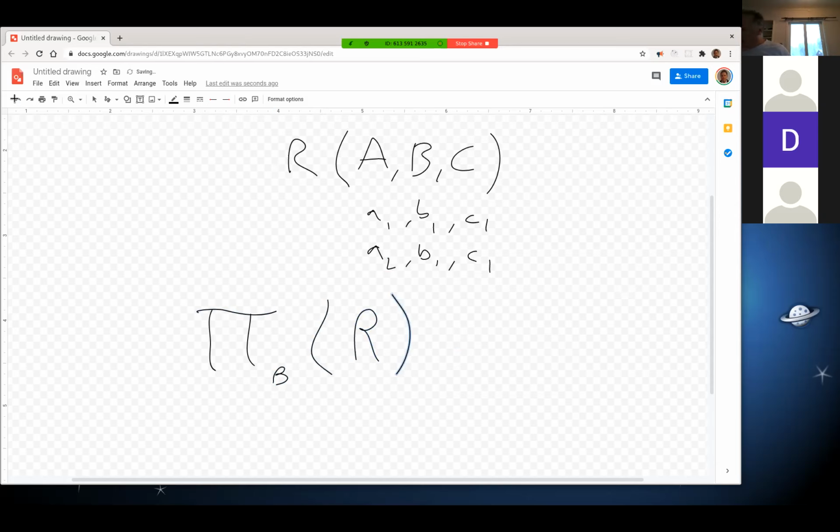Okay, so now what happens here if I project on B, the attribute B? What should that equal? Well, a relation is going to come back with B as the attribute, and then it's going to have B1 and B1.